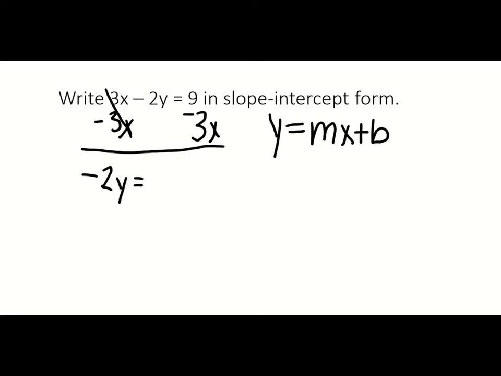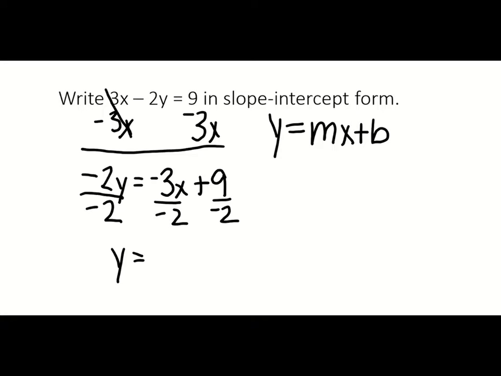And I want to write the other side so it has the form mx plus b. So the other side, I'm going to write the x piece first. Negative 3x plus 9 because it was a positive 9. My last step is y has to be by itself, so I have to get rid of the negative 2 by dividing everything by negative 2. So y would equal, and then you must simplify.